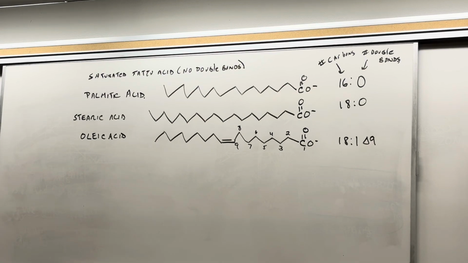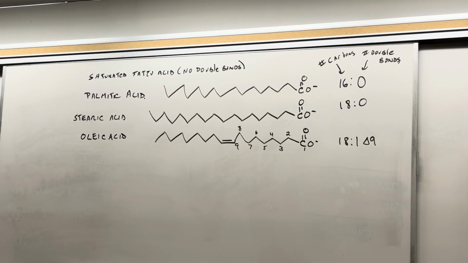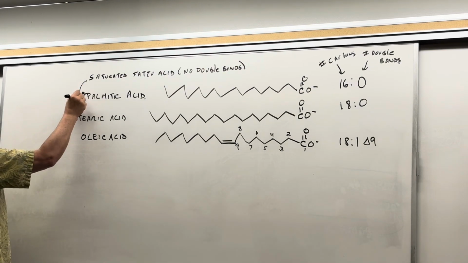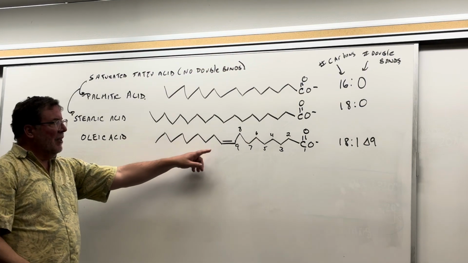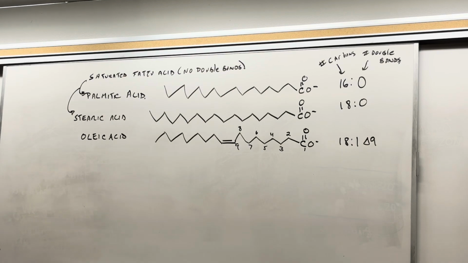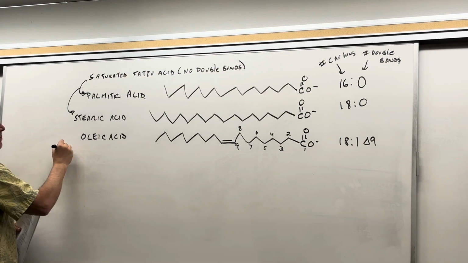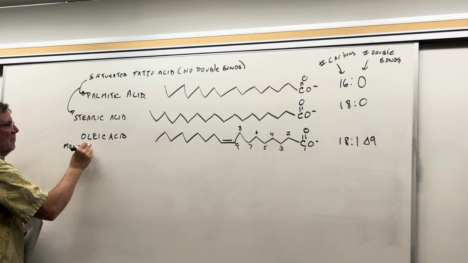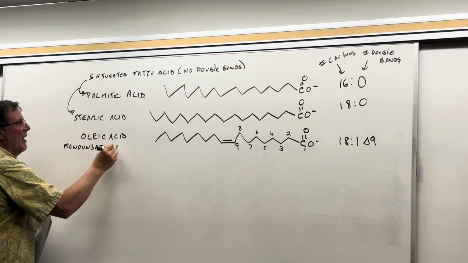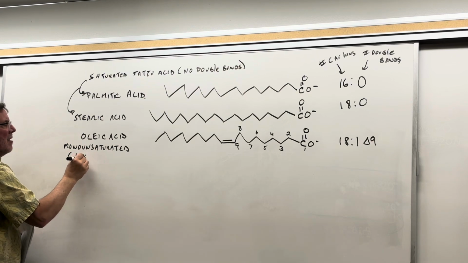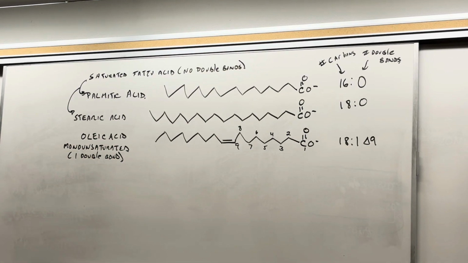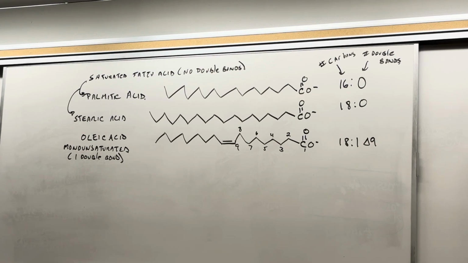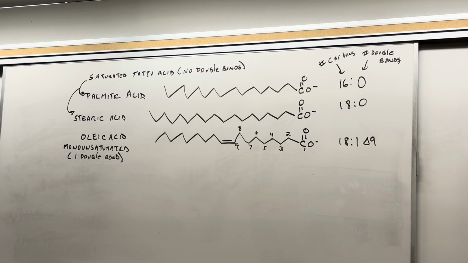What else was I going to say about this? So these are saturated because there are no double bonds. This is unsaturated because it has one double bond, and more precisely, it's monounsaturated. It's a monounsaturated fatty acid because it has one double bond. It gets its name, oleic acid, because it's common in the triglycerides of olive oil.